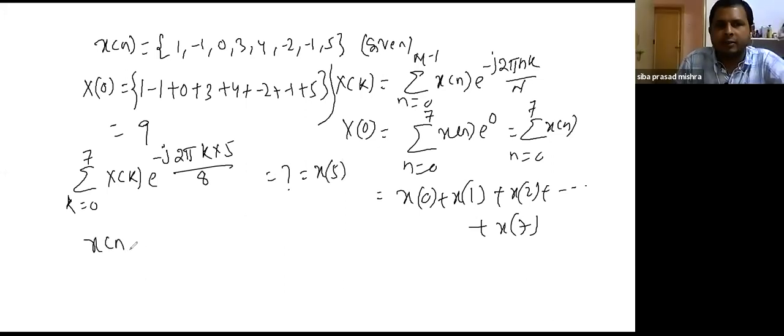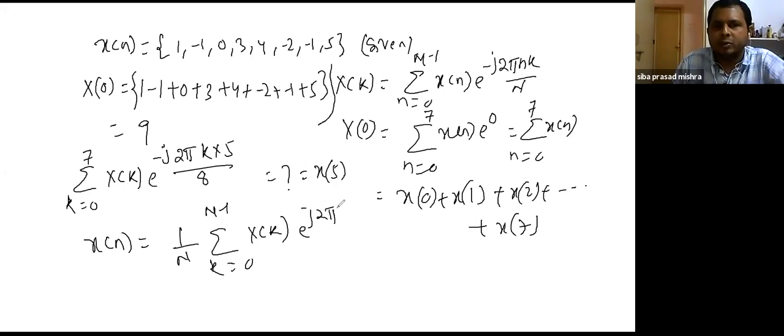See what the x of n formula is. X of n is 1 by N summation of k 0 to N minus 1, x of k e to the power j 2 pi n k by N. Yes or not? This is the x of n formula, but just compare this. Let this be equation a and this be equation b. Compare these two equations. What will we get? N is 8, same, no change.